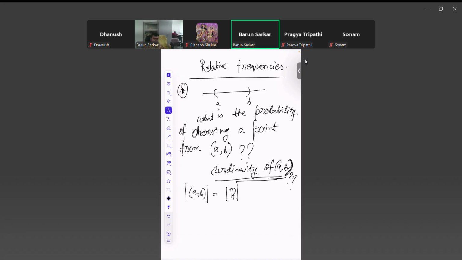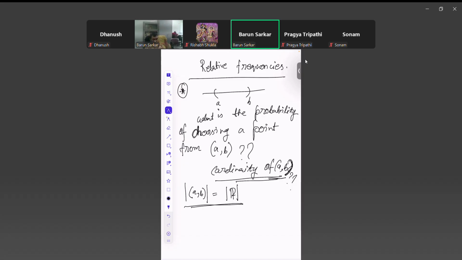So now, if you use the definition from the earlier examples we were discussing, the cardinality of this is the cardinality of R, and the cardinality of R is infinite. It's uncountable. By convention it is the cardinality of the continuum, which is two to the power aleph naught. Everything is fine. Now, how do you choose a point?